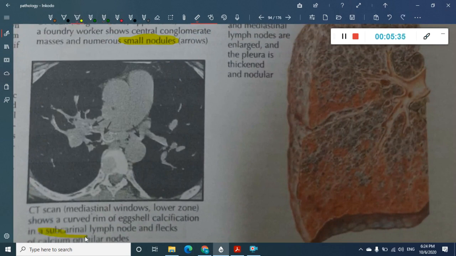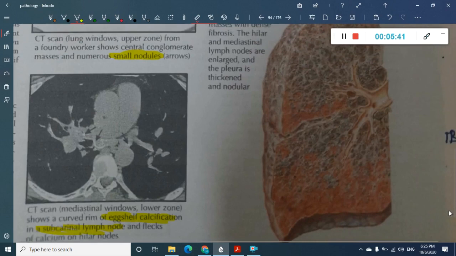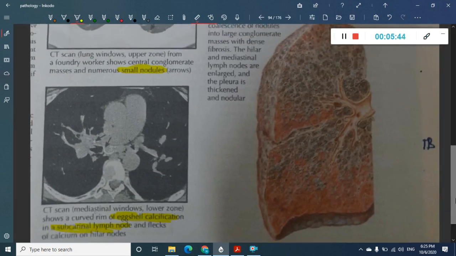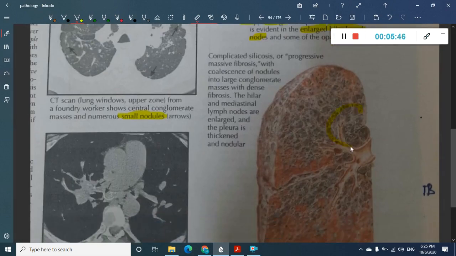So these are the lymph nodes which have undergone fibrosis. Okay, eggshell calcification is seen. Then if you see this picture, you can see many nodules, not just one. All of these are nodules. So many nodules combine together to form large conglomerate masses of dense fibrosis, and this is called chronic silicosis, complicated silicosis. The term given is complicated silicosis with massive fibrosis.